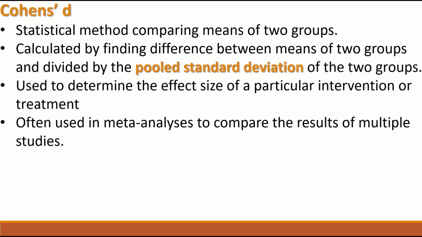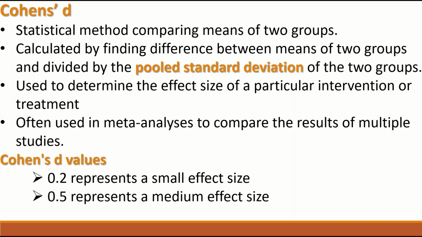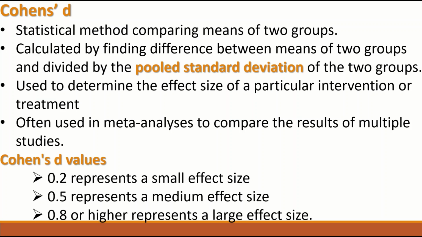It is often used in meta-analysis for comparison of multiple studies' results. So when you have several studies and want to perform a meta-analysis on those studies, then Cohen's d can be calculated, which is an effect size to do a meta-analysis. Cohen's values can range as shown here. If it has a value of 0.2, then this represents a small effect size. If it is 0.5, then it's a medium effect size, and 0.8 or higher represents a large effect size.